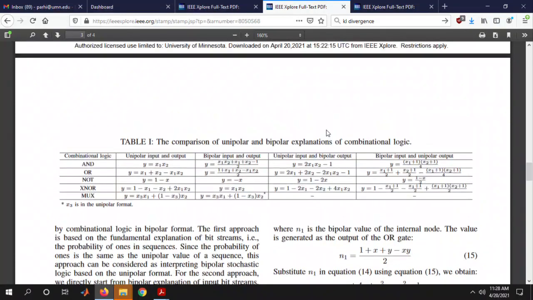By the way, this Table 1 shows, for these 5 gates that we saw, AND, OR, NOT, XNOR, MUX, unipolar input and unipolar output, bipolar input and bipolar output, and then there is something called hybrid. What would the output really be if the input was unipolar and the output was bipolar? And in the last column, bipolar input, unipolar output.